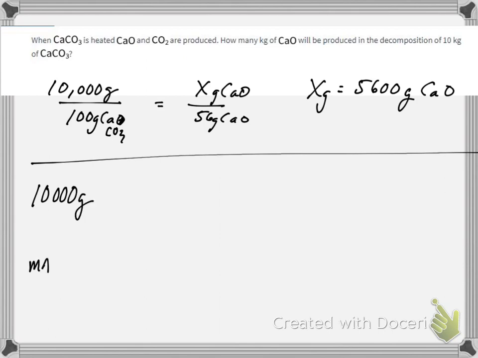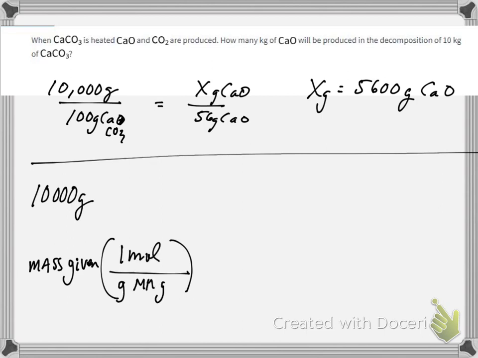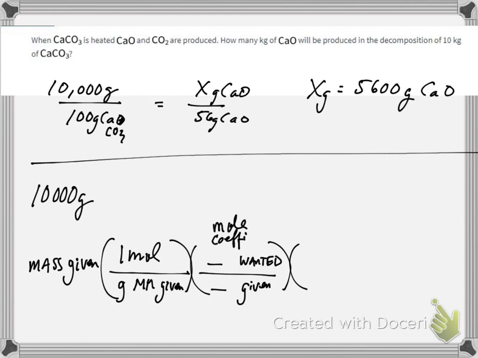Now, doing it the conversion factor method, so there's a formula. So let's go over the formula. Mass given times 1 over the molar mass of the given times the mole ratios of wanted value over given, right? These are mole coefficients, times the molar mass of wanted, right? So first you divide by the molar mass given, then you multiply by the coefficients, and then you multiply by the molar mass of wanted.